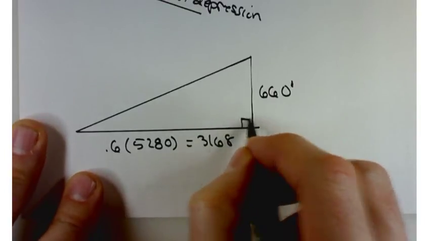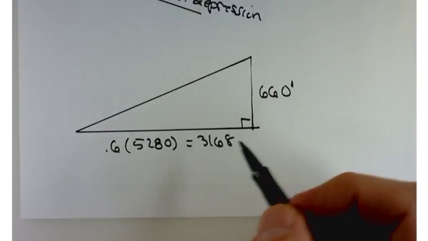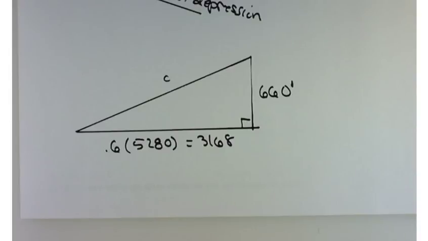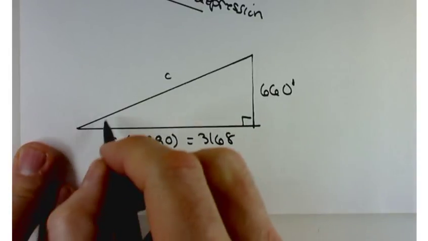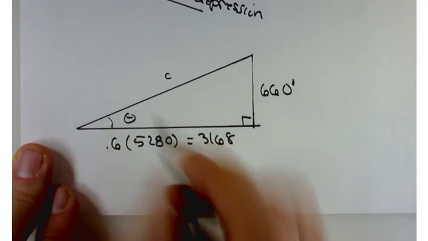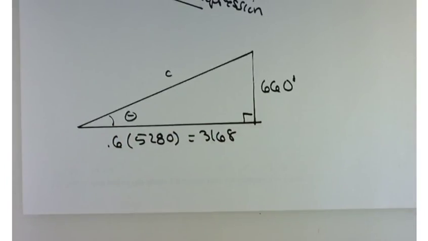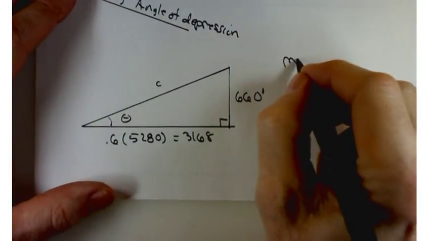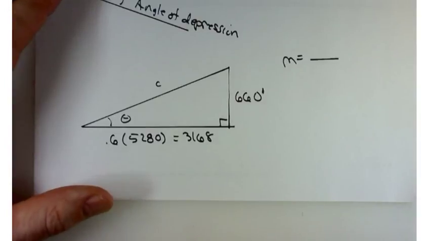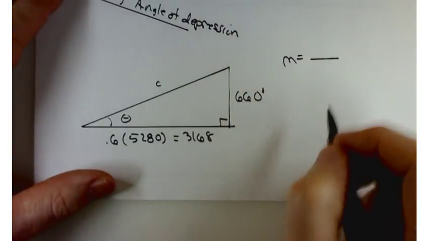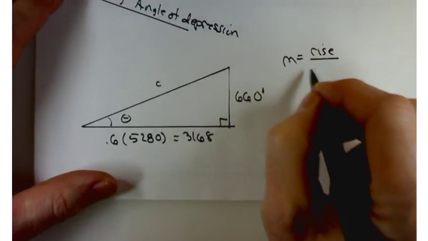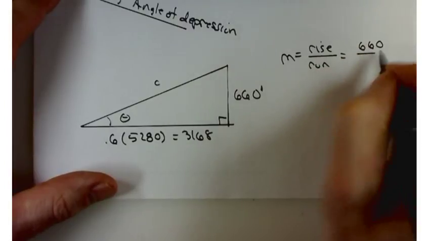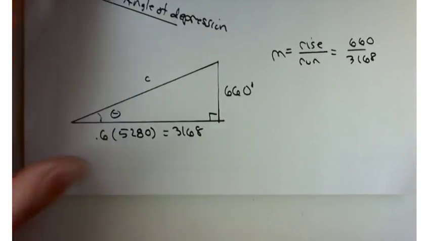3,168. Now you can use a lot of things to find, say, the length of the hypotenuse, the length of this run that you would ski down if it were nice and perfectly level. But what I'm interested in finding is this angle. How steep was it? Now here's what I want to impress upon you. In your math class before this, in intermediate algebra or college algebra, we dealt with the slope. Slope was the rise over the run. And we can calculate that. That's 660 over 3168.